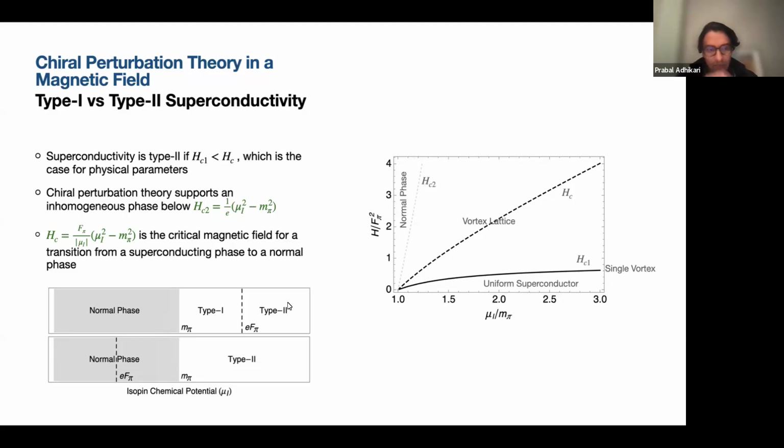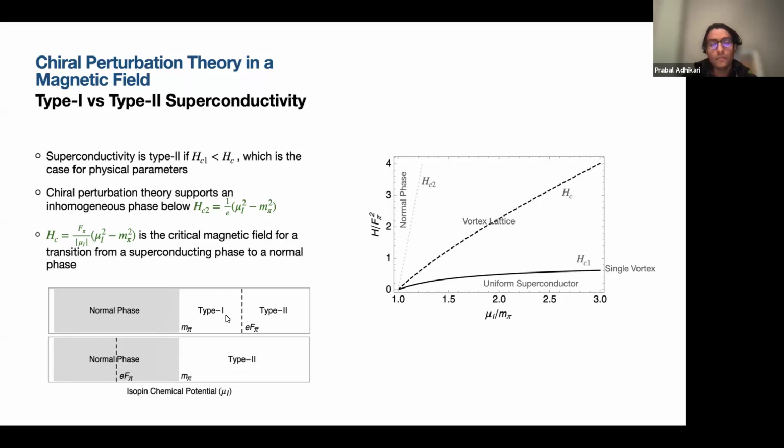So let me go through the argument maybe in this diagram, and maybe the argument will come back to me. If you compare HC and HC2, you'll find that the ratio of these two quantities is EF pi, okay? And this EF pi is relevant because if it lives to the right of this m pi, then it's possible that there's type 1 superconductivity.